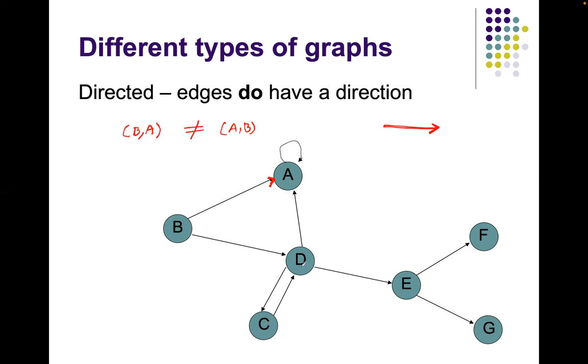For example, here we have a connection from C to D and also from D to C. So if they have a connection in both directions, we also have to represent them as different edges, okay? So here we have both DC and CD, but these two are different edges, okay? It says that B is connected with A, all right, but A is not connected with B.